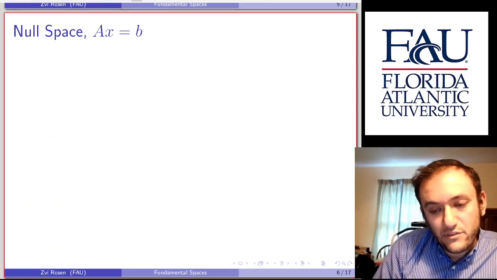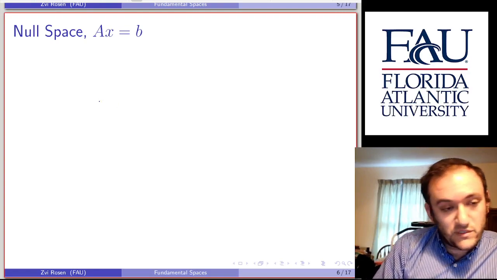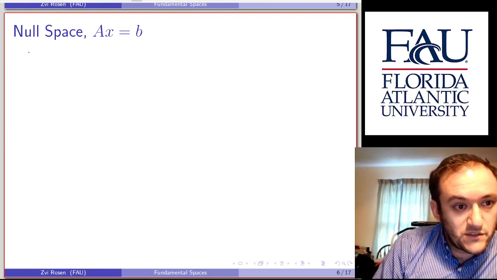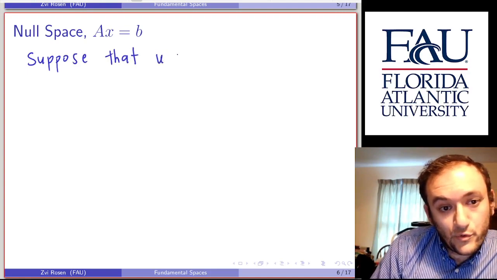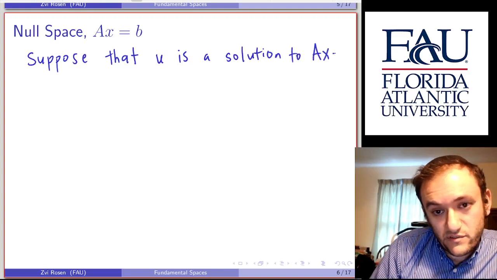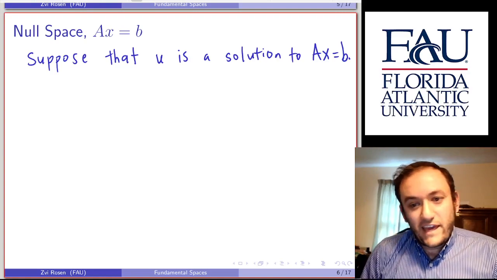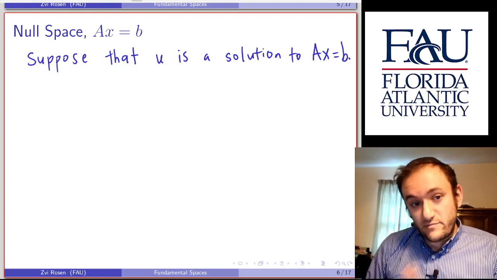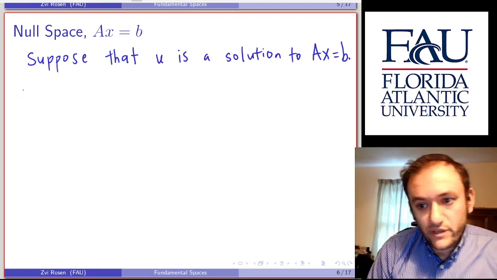Okay, now let's discuss how the null space of the matrix A is related to the solutions of AX equals B. So here we're going to suppose that U is a solution to AX equals B. So we're not wondering right now if it's a consistent system. We know that it's a consistent system. It has a solution.